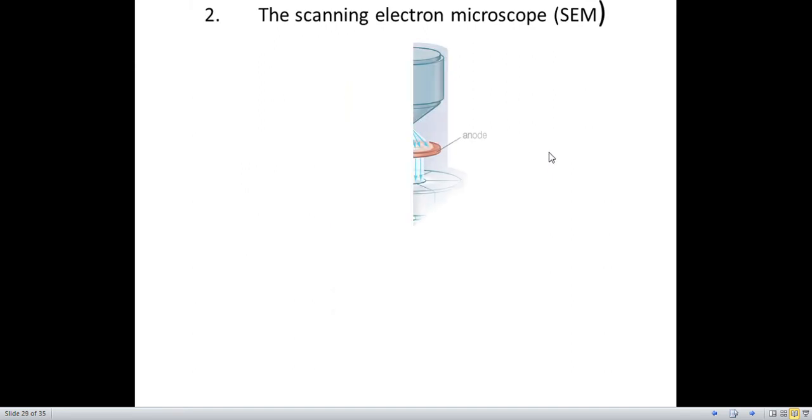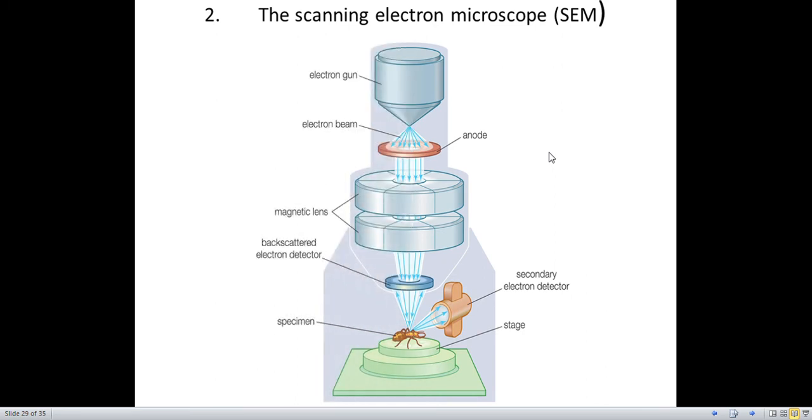And next, the scanning electron microscope. This is the structure of a scanning electron microscope. The specimen is kept here. The stage is shown. The secondary electron detector is here. And the electron gun is shown here. The electron beam, anode, and magnetic lens are shown here. The backscattered electron detector is shown here.